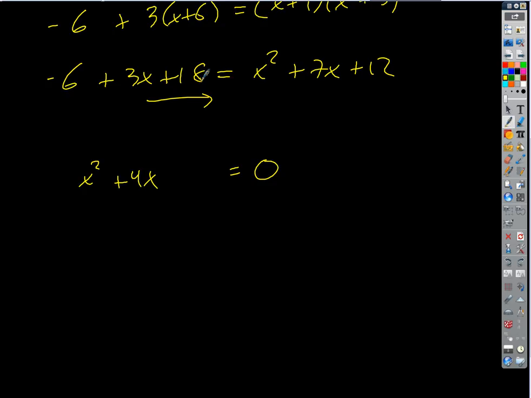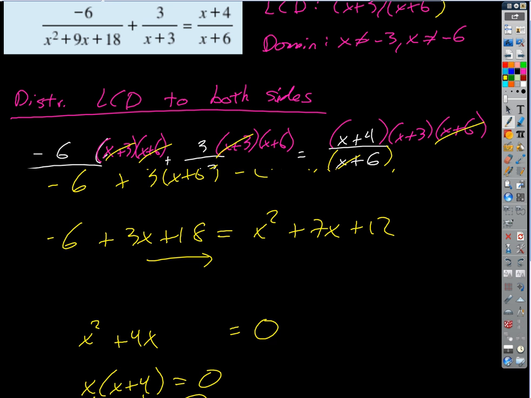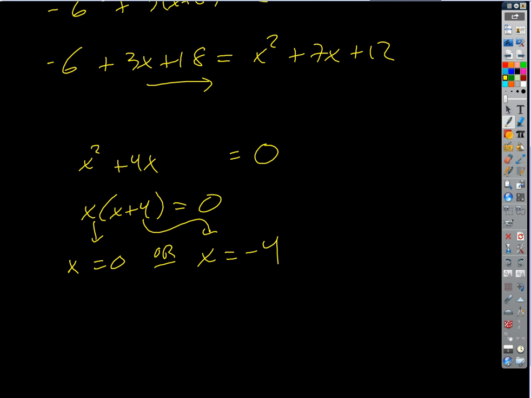Negative 6 plus 18 is 12. 12 minus 12 is 0. Good. Okay, so now if I factor this, I can take out an x, right? So what are my solutions? What are my zeros? X equals 0, 4, negative 4. Are those on my excluded list? No, they're not. So those are good solutions.